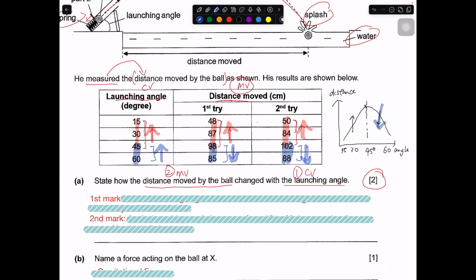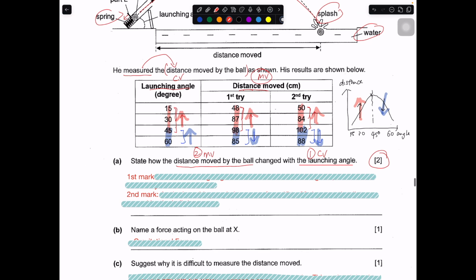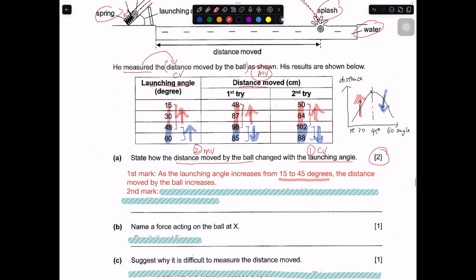Okay, so maybe I put it on the graph, it is much easier for you. So this is how it will look on the graph if I change from table to graph. So this part of the relationship can be written in this way: as the launching angle increases from 15 to 45 degrees, the distance moved by the ball increases. Then you go on to talk about the second part of the relationship: as the launching angle increases from 45 to 60, the distance moved by the ball decreases. On this portion, this decreases, and this one is increase. So these are the 2 marks.